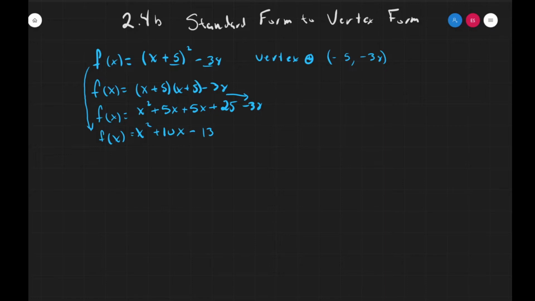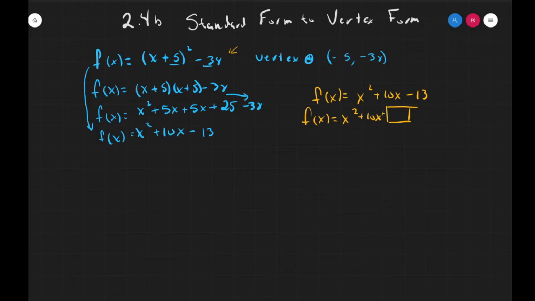So let's take this same function here, just since we know what the answer is supposed to be, and let's talk about how we would manipulate this. So if we're given a function f of x equals x squared plus 10x minus 13, the way we're going to go from standard form to vertex form here is we're going to take this and we're going to split it up a little bit. F of x equals x squared plus 10x, and then we're going to add some number to it.